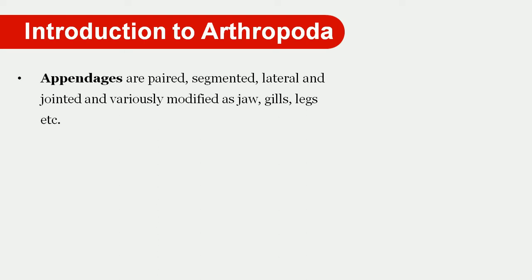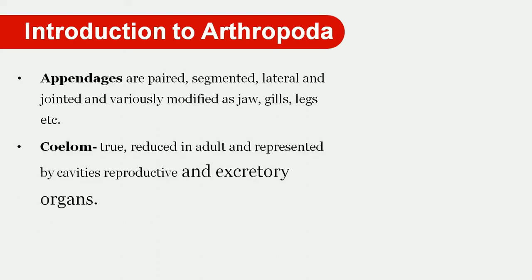In these animals they have a true cavity, which consists of the coelom. This coelom is reduced in the adult. The cavity is represented as a reproductive and excretory organ cavity, and this coelomic cavity is filled with the reproductive and excretory organs. Then these animals are also known as triploblastic, which means development takes place by three germ layers. Three germ layer development is found, and they are commonly called triploblastic animals.